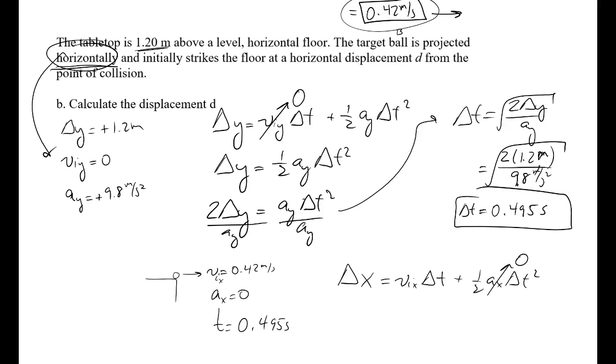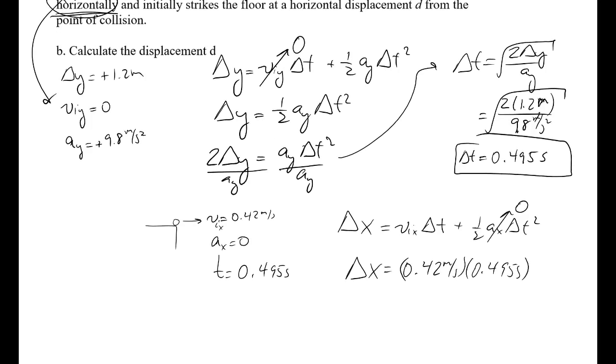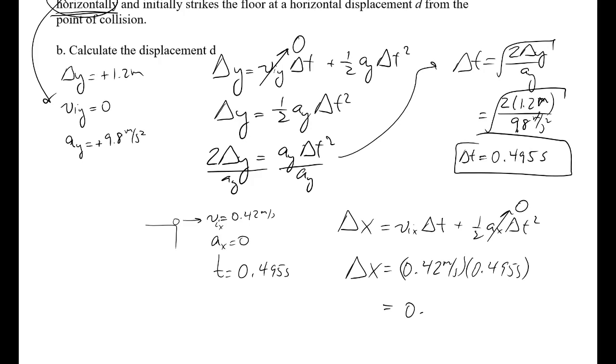Once I'm in free fall, there's no acceleration in the x direction. So delta x is equal to the v initial in the x direction, which is 0.42 meters per second, times my time interval of 0.495 seconds. If I take 0.42 times 0.495, I get 0.2079. So this is 0.2079 meters, and that's the total displacement that the object goes while in the air.